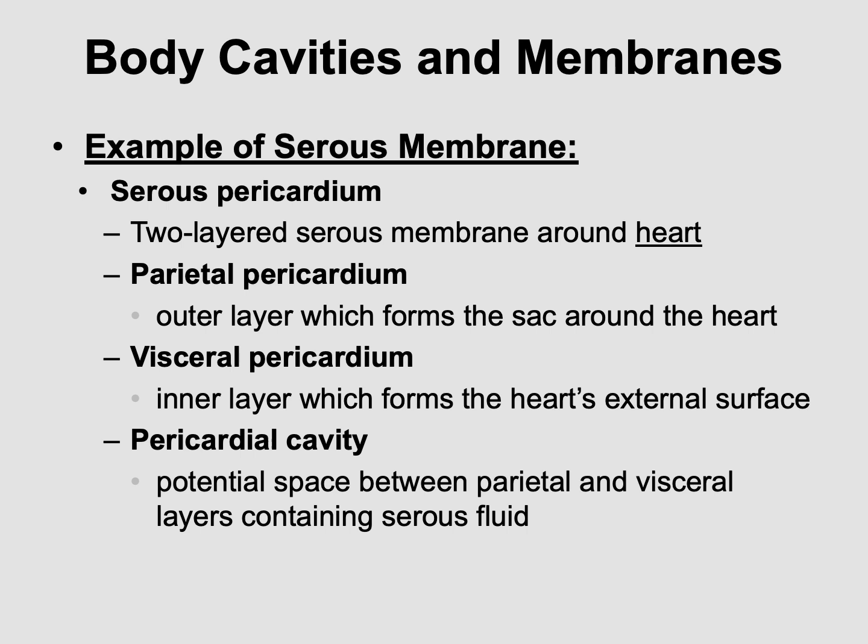It's the layer that directly covers the heart. So you can think of it as: you've got the heart, then the visceral layer, then the visceral layer is covered by the parietal layer. Between the parietal and visceral layer, we have the pericardial cavity, and this is the space that contains the serous fluid. And again, the goal of that is to reduce friction.